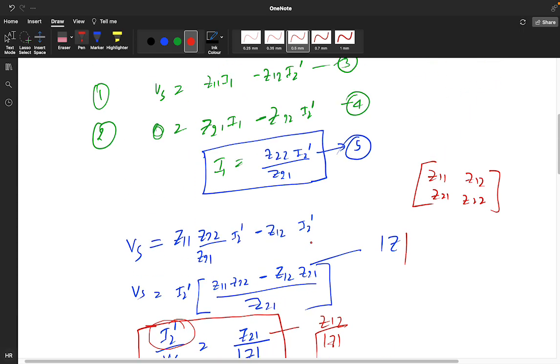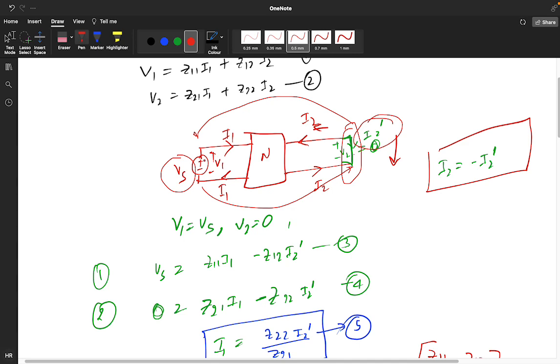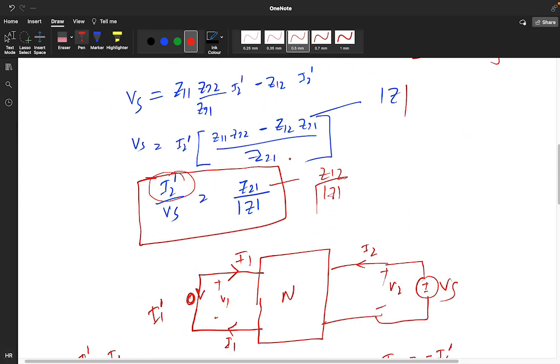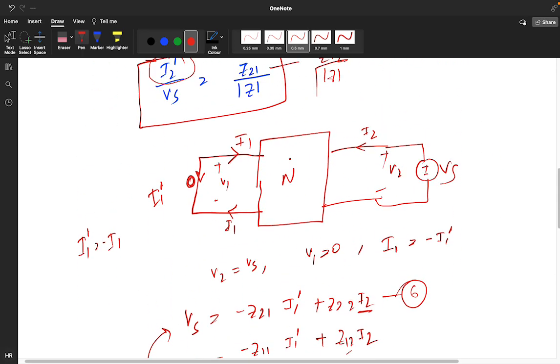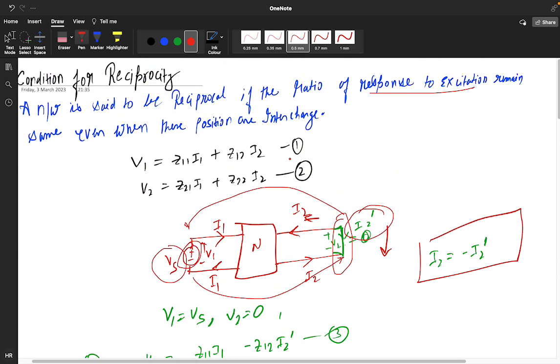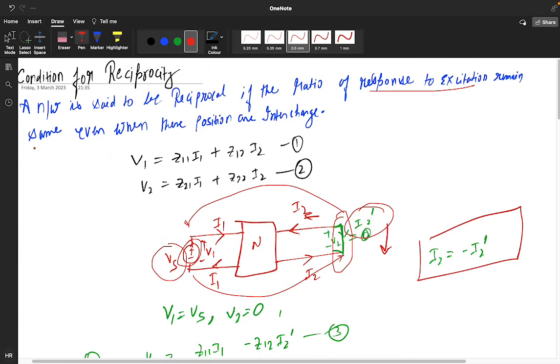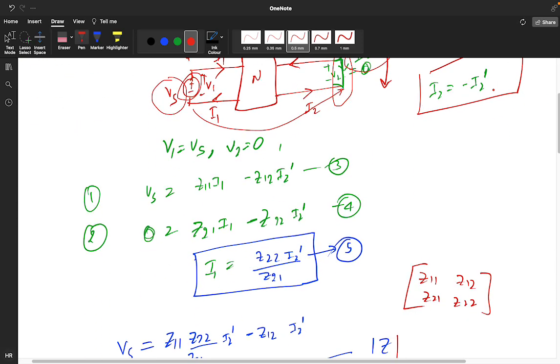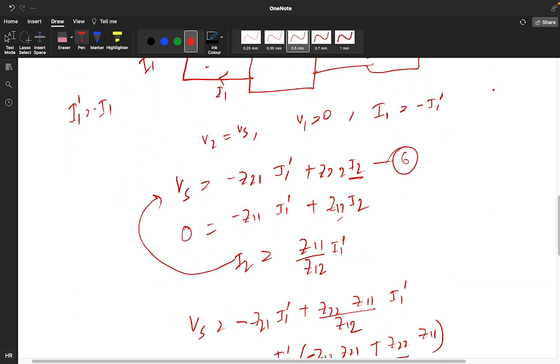So what we are saying is, while changing the response and excitation, we will get the same answer for output by input. That is your ratio, the same even when the positions are interchanged. The ratio of response to excitation remains the same.